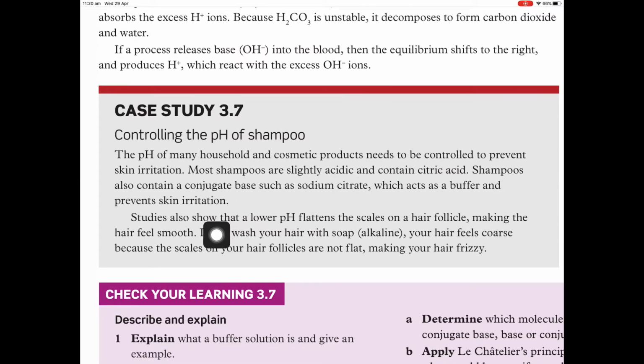But how does this work? Well, the manufacturers just add a buffer solution, and you know what a buffer solution is now. It's made up of a weak acid and its conjugate base. So shampoos contain the conjugate base such as sodium citrate. The weak acid is actually citric acid. So weak acid, citric acid, and its conjugate base, the citrate ion in the form of sodium citrate.